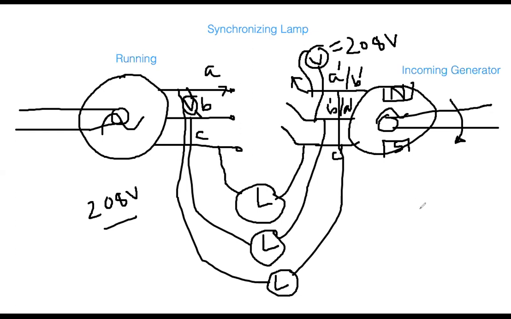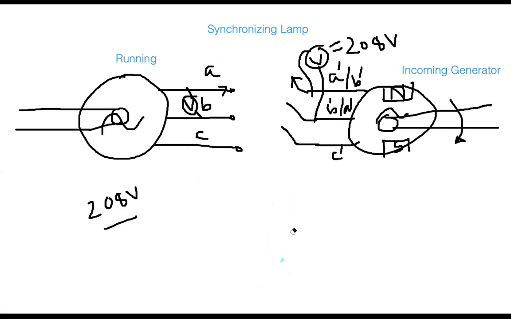Now the last point: how about the frequency? How will you test the frequency? To understand the frequency, you have to make another test here. You start this generator, and then there is one device. It is called the synchroscope. It looks like this.